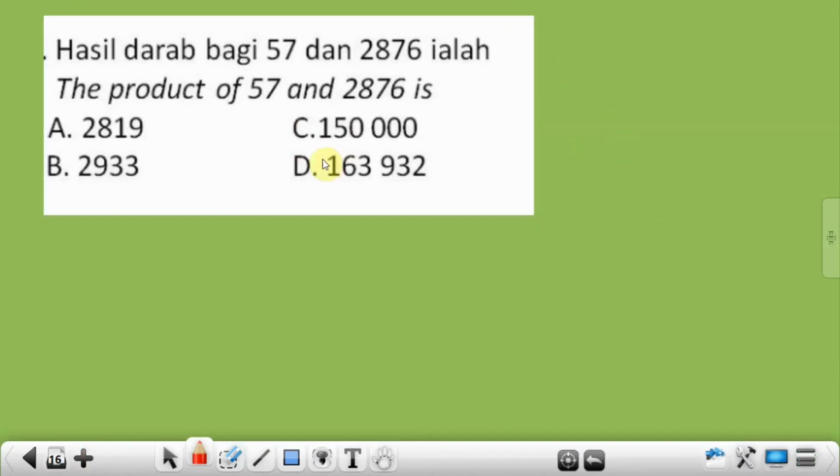Okay, the last one, the product of 57 and... so you just calculate it. 57 times... you use the calculator and you get the answer. I'm not sure because my calculator... okay, yes, it's working. Just now my calculator was not working. 876. Yes, so the answer is D.